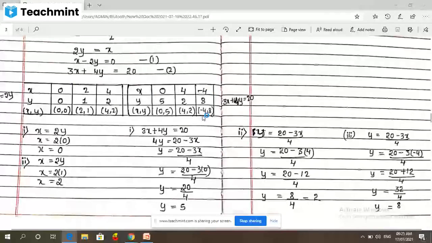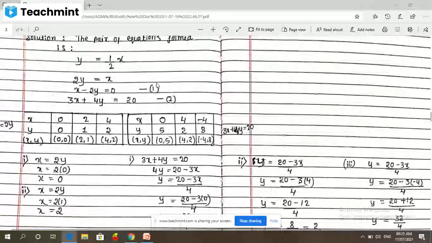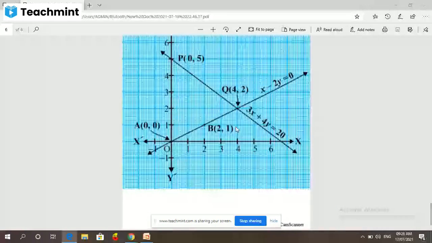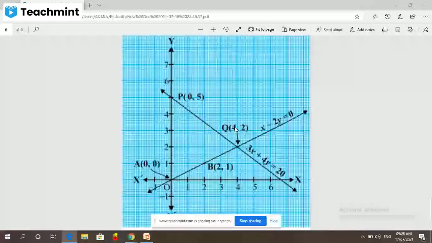I think you have got the idea of preparing the table, no? So this is the method of solving the pair of linear equations in two variables graphically. Now this much is over. Now we have to put the graph of this one, no? Yes, now let us see the graph of this one. Actually, I'll show the graph. Yes, see, look at this graph. I think it is visible on your screen, no?